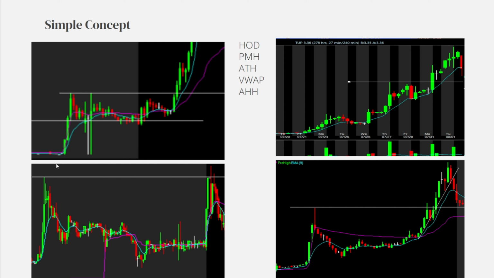So what are some breakouts that I like to trade? High of day. Well, high of day is this one right here. As the stock broke high of day, we can see what happens here. We can see that retest. So it breaks out, comes back down, retests, and continues higher. Retests have very high odds of breaking out of the resistance.